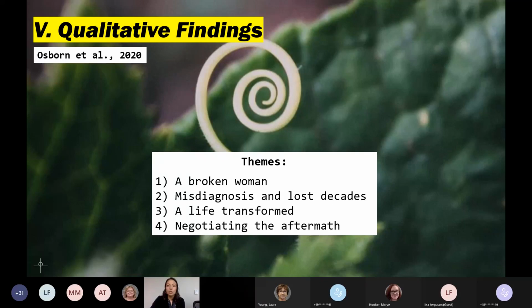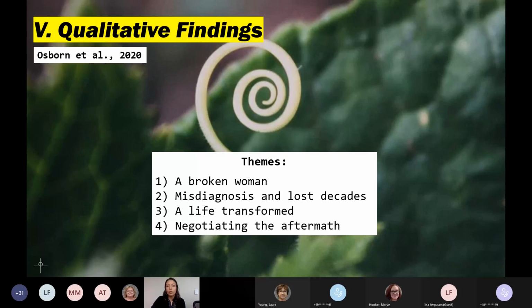Second theme was misdiagnosis and lost decades. So many of them described getting a variety of diagnoses from healthcare professionals, so anxiety, depression, bipolar disorder, personality disorders, and then concurrently being prescribed a variety of psychiatric meds that didn't treat their symptoms that they were on for many years. And then another sub-theme was being negatively appraised by healthcare professionals. So being seen as faking or exaggerating their symptoms, and how that further impacted their sense of self.